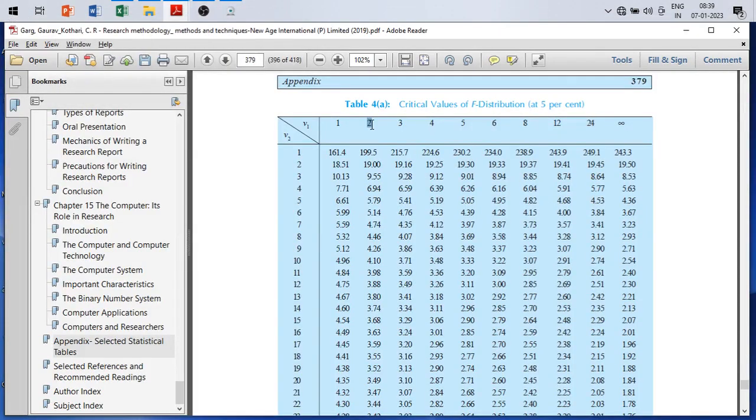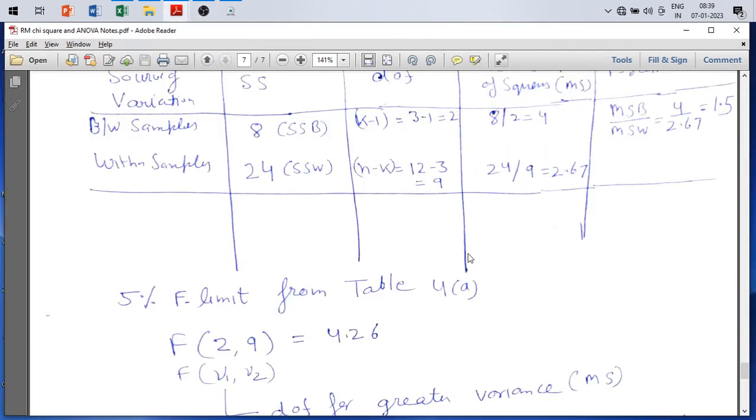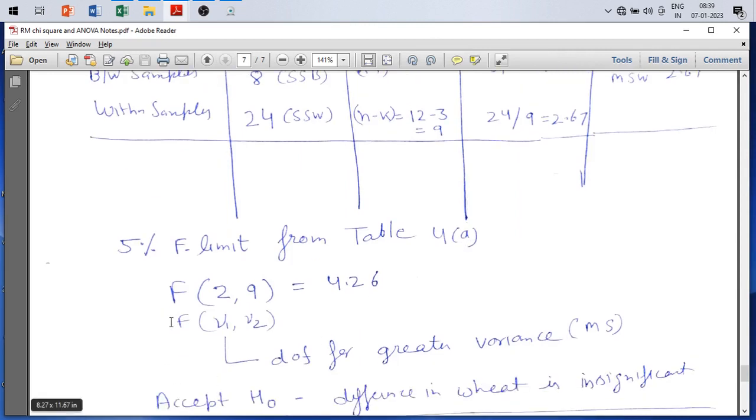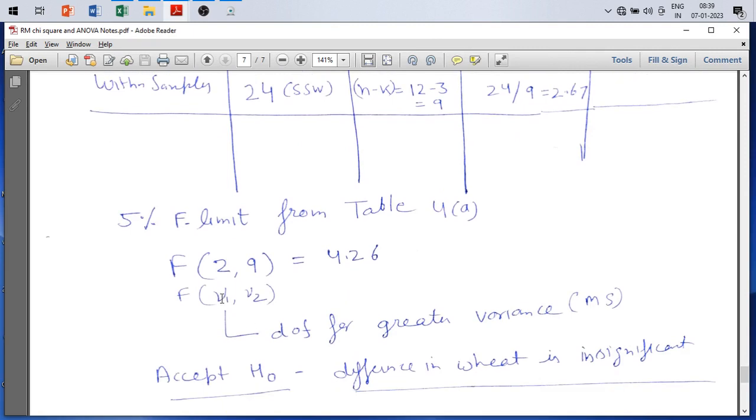See, this is 2. We can take V1 as 2, V2 as 9. So we get the value 4.26. Or if we take V2 as 2 and V1 as 9, we'll get a different value. Okay, so which value will we have to read? For that, what is done is we write F V1 V2, and V1 is the degree of freedom for greater variance.